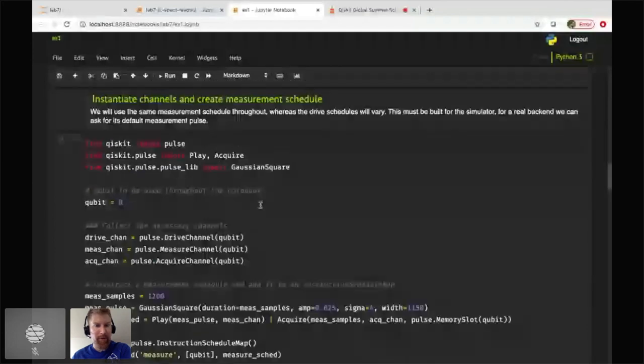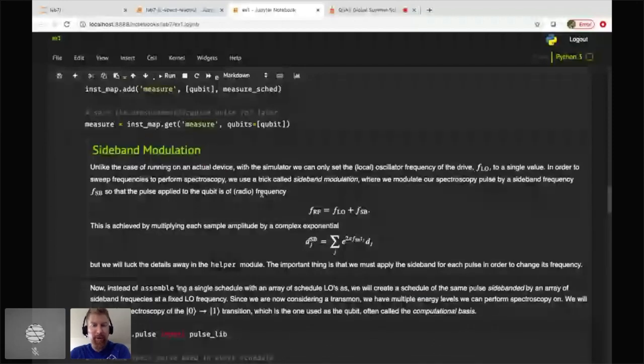There's going to be a little bit of a trick that we're going to use here, and that's because we're using a simulator, and for the simulator we can only have one frequency for the drive frequency, so a single local oscillator frequency, which means we cannot make an array of local oscillator frequencies as we did for the IBMQ Armonk backend. So we're going to use a trick called sideband modulation, which allows us to achieve a radio frequency pulse, which is applied to the qubit, that is equal to the local oscillator frequency plus, could be minus, a sideband frequency.